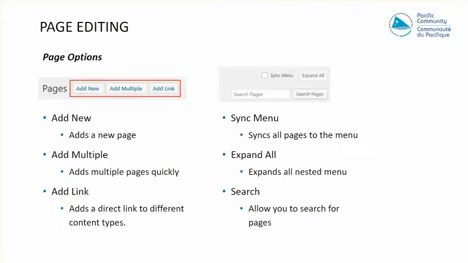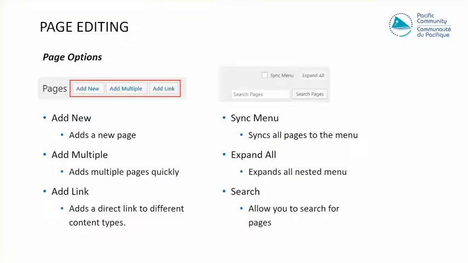Once we go to page on our dashboard, we have this menu like the one you see on top, highlighted in red. You have pages, add new, add multiple, and add link. Okay. The description says listed below. Add new basically adds a new page. Add multiple, you add multiple pages quickly.